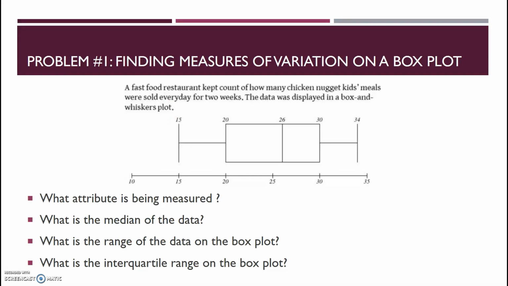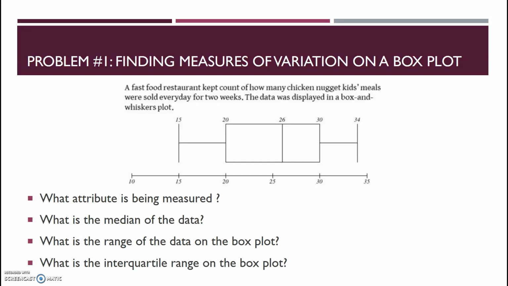Now it's your turn. Pause the video. You can go back and rewatch the first part of this video, but pause the video and try to answer these questions for problem number 1. We're looking at a different problem. A fast food restaurant kept count of how many chicken nuggets kids' meals were sold every day for 2 weeks. The data was displayed in a box and whisker plot. So, pause the video, answer these questions, and press play. We'll check your work.